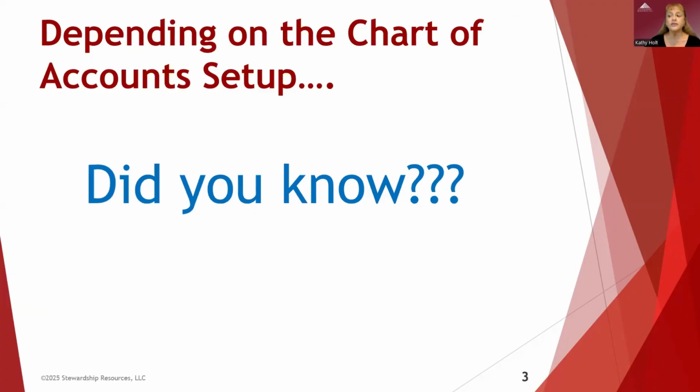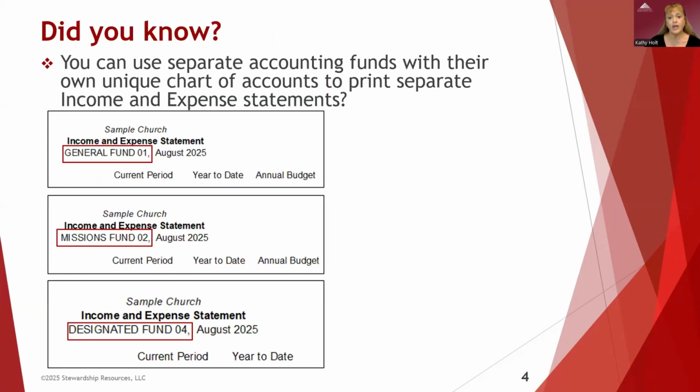So depending on the chart of accounts setup, did you know that you can use separate accounting funds with their own unique chart of accounts in order to print separate income and expense statements? Now, I'm using the example of income and expense statements, but this would work for any financial report within PowerChurch. For example, you can print an income and expense statement for just the General 01 fund or your unrestricted income and how you spent that income.